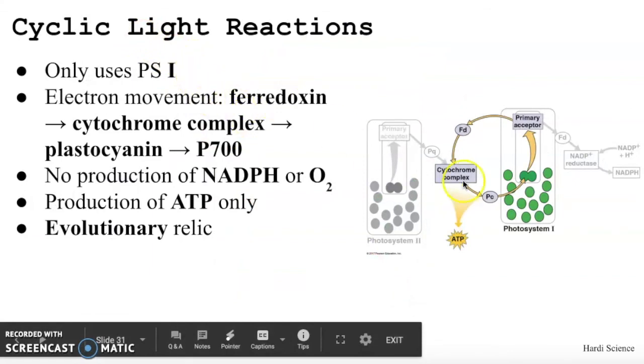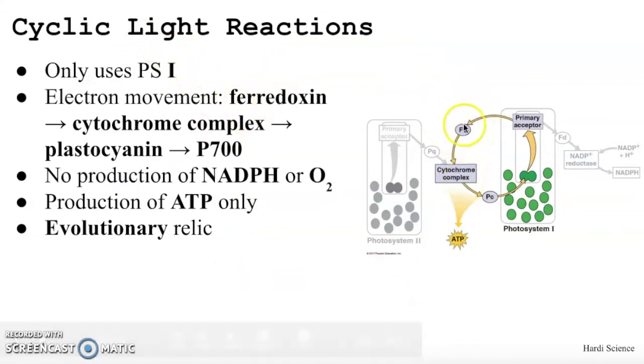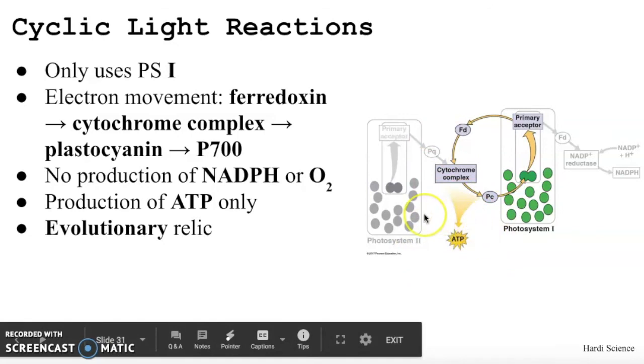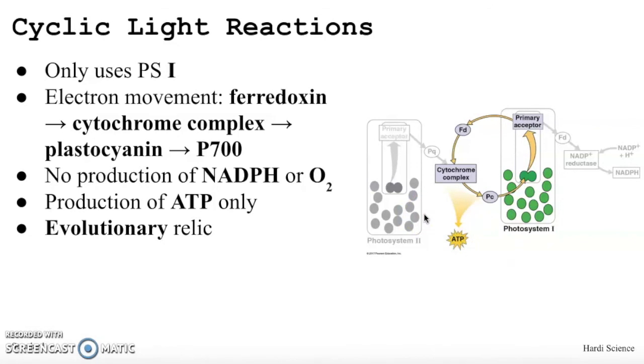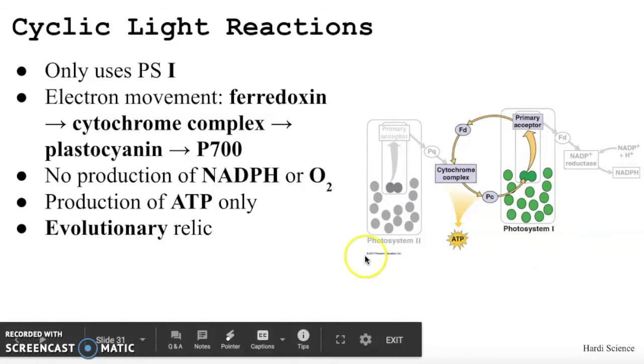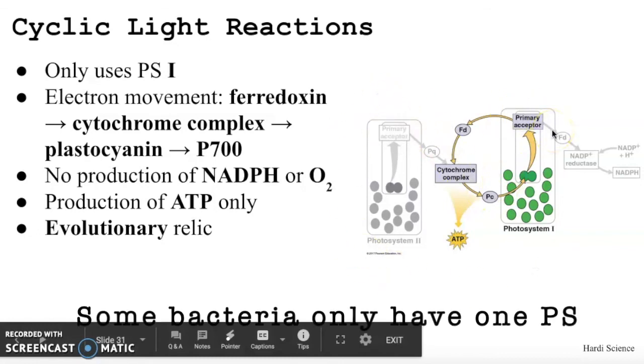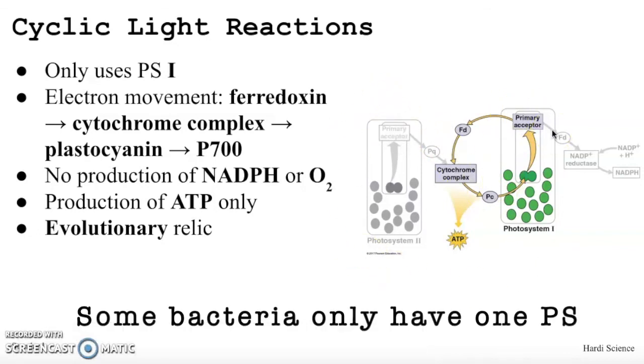The way that electrons move, they go from ferredoxin, which is this FD, then they go to a cytochrome complex, and then they go to plastocyanin, back to P700, and then the electrons get excited, go back to the primary acceptor, and they repeat this cycle over and over again. And now the benefit of that is I can create ATP, but just know it does not make NADPH, and it does not create O2 either. Okay, this is an evolutionary relic because it's a way to create ATP without going through this complex process of having two photosystems. So it's an evolutionary relic in that way.